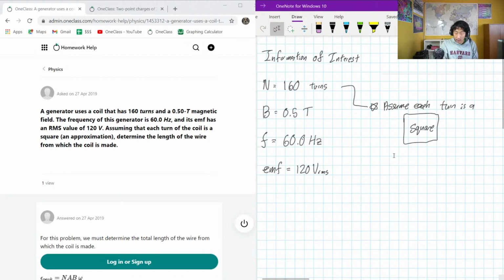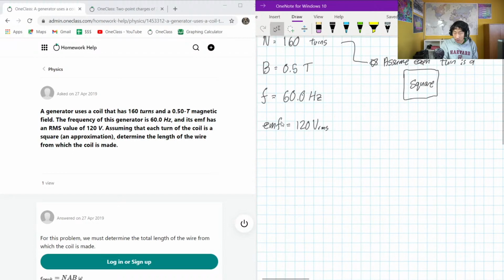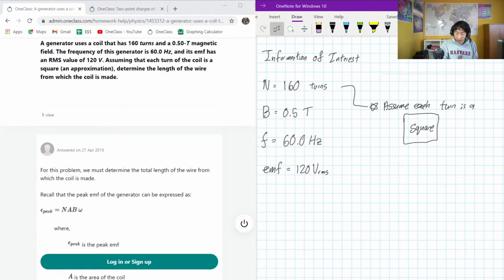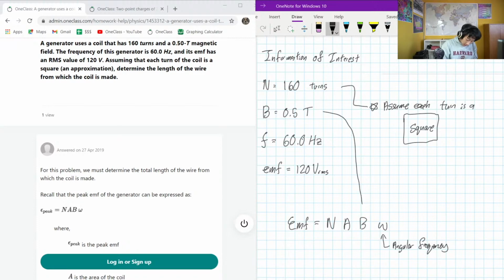Now to do that, we need to get our equation that is going to be corresponding to this. So the equation that we want to use is this one right here. This is a pretty common coil equation. So here is our epsilon, or our EMF, is equal to our number of turns times the area times our magnetic field times our angular frequency. Okay, so angular frequency, B comes from here, N comes from here, and this is the cross-sectional area of the coil. Okay, and an EMF, well, that's pretty straightforward.